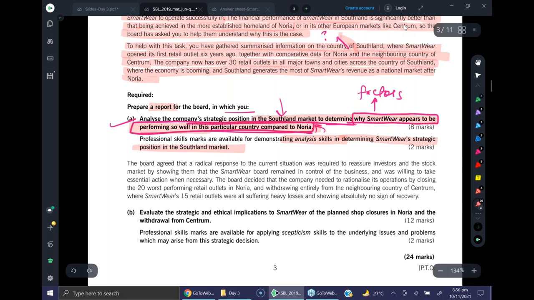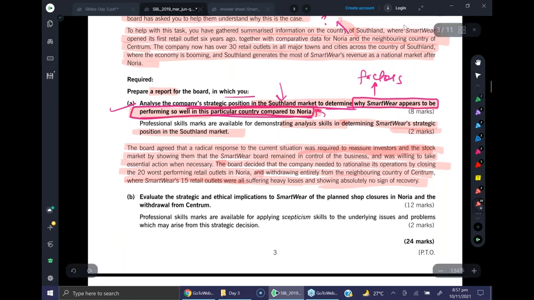The second part of the report will be: the board agreed that a radical response to the current situation was required to reassure investors and the stock market by showing them the Smartware board remained in control of the business and was willing to take essential action when necessary. The board decided that the company needed to rationalize its operations by closing the 20 worst performing retail outlets in Noria and withdrawing entirely from the neighboring country of Centrum, where Smartware's 15 retail outlets were all suffering heavy losses and showing absolutely no sign of recovery. So guys, here they're talking about shutting down some of the outlets in Noria and all the outlets in Centrum.